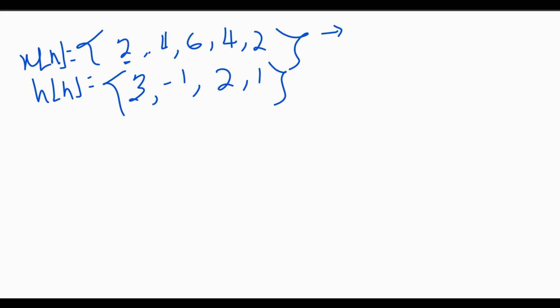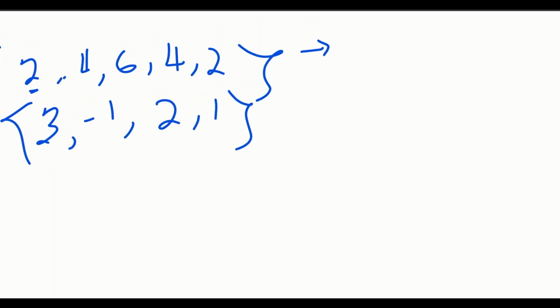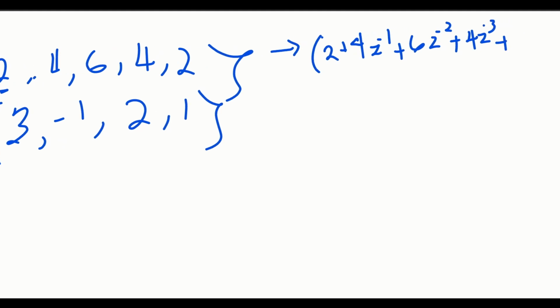So we have 2 plus 4z^-1 plus 6z^-2 plus 4z^-3 plus 2z^-4. Hope I'm right.